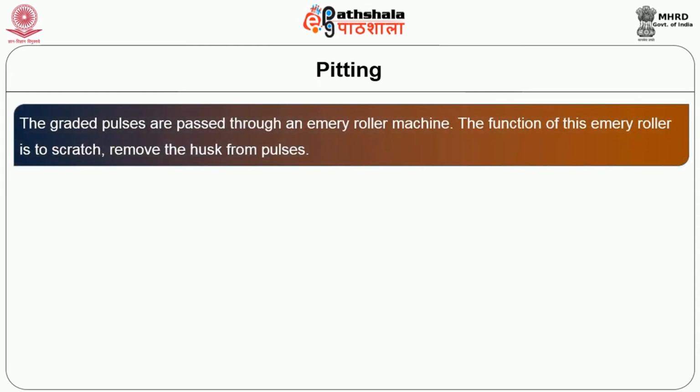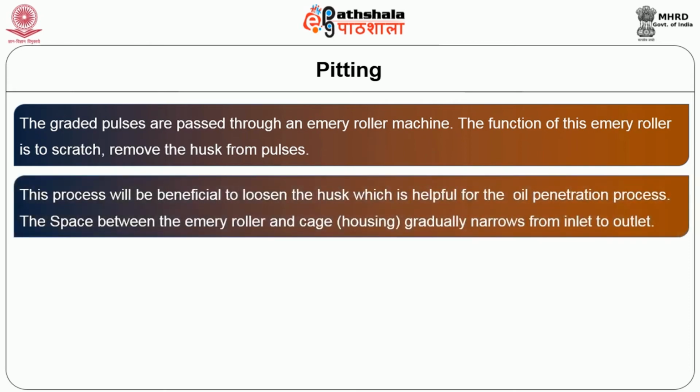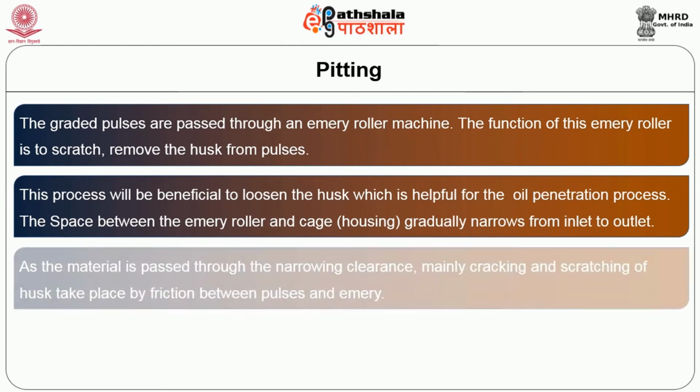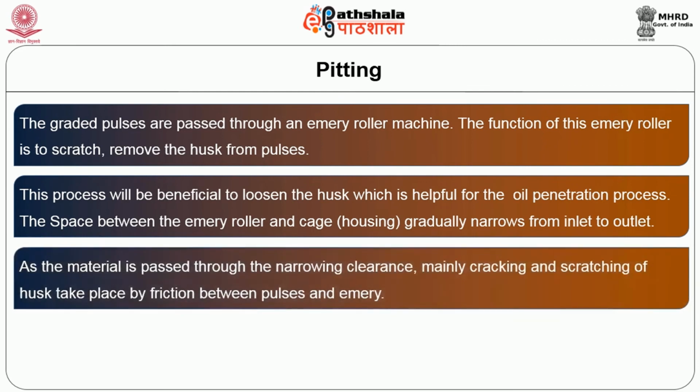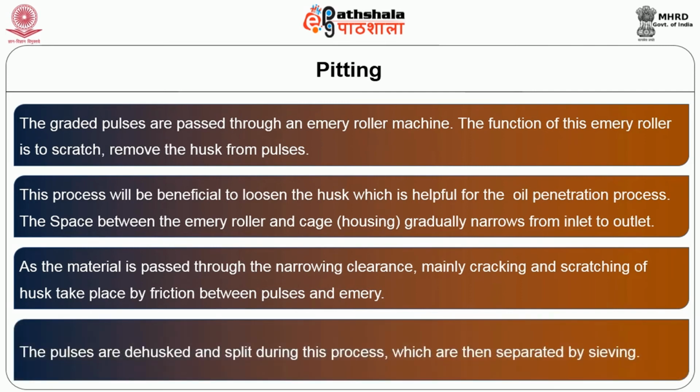The graded pulses are passed through an emery roller machine. The function of this emery roller is to scratch and to remove the husk from the pulses. This process is beneficial to loosen the husk, which is helpful for the oil penetration process. The space between the emery roller and the cage gradually narrows from inlet to outlet. As the material is passed through the narrowing clearance, mainly cracking and scratching of husk takes place, because of the friction between the pulses and the emery roller. The pulses are dehusked and split during this process, which are then separated by sieving.